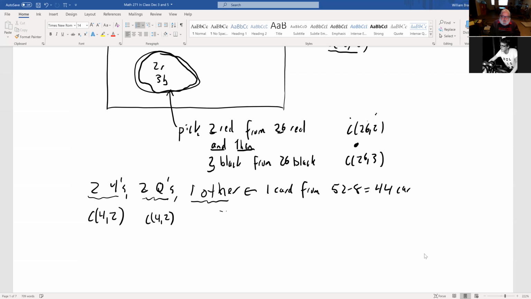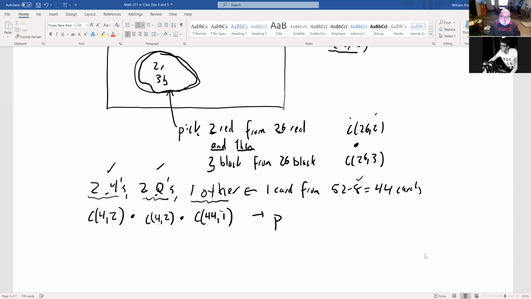Why am I subtracting off 8? Well, there's 4 4s, there are 4 queens, right? So there's 8 cards, and I don't want to pick one of those 8 cards. I want to pick some other card. So 52 minus 8 is 44 cards. So I need to pick from those 44 cards, I need to pick 1 card. So what are the number of ways to get 2 4s, 2 queens, and 1 other card? Multiply these together because it's a sequence of choices. This times this times this.